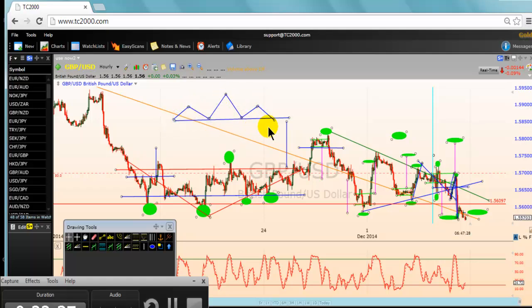We draw the neckline like this, and we can set the target like this. We measure the depth of the head to the neckline, and we project it down. This is the ultimate target here. Myself, I will always come up before. So you may see this target on a 2-hour chart, on a 4-hour chart, even on a daily chart.